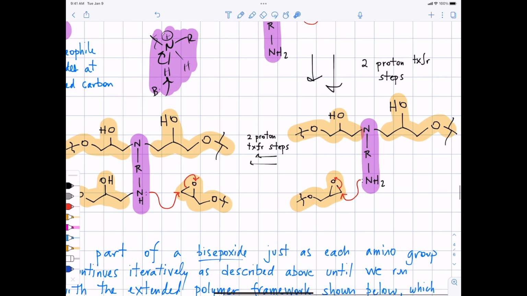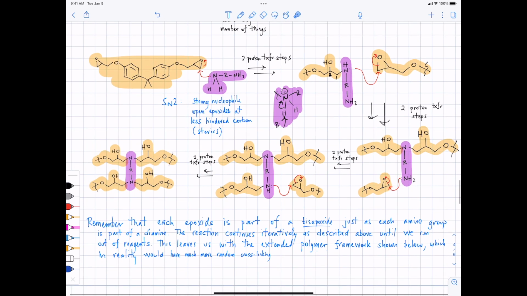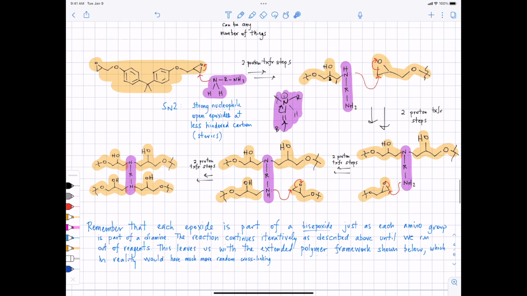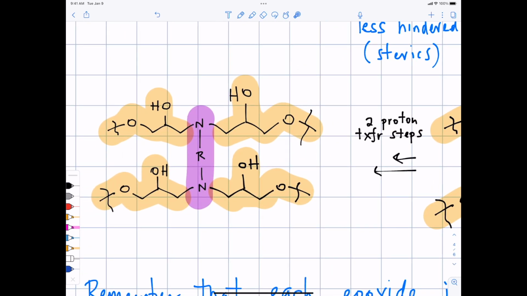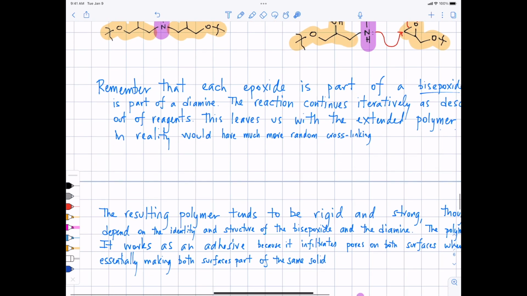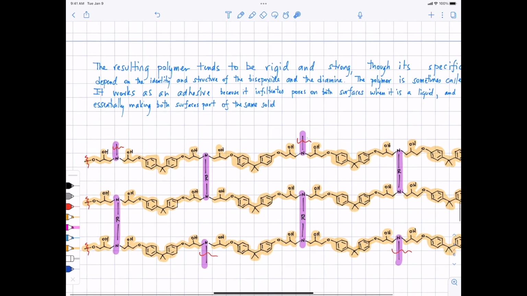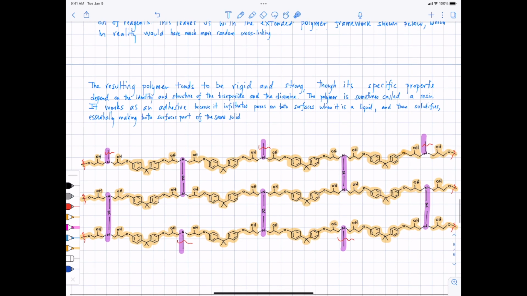And then we can do the same thing with the other amine, another epoxide opening step, another epoxide opening step, to generate a molecule with one diamine and now 4 bis epoxides attached to that, 4 additional reactive handles. And this can go on and on forever to give you a really complicated network like this.